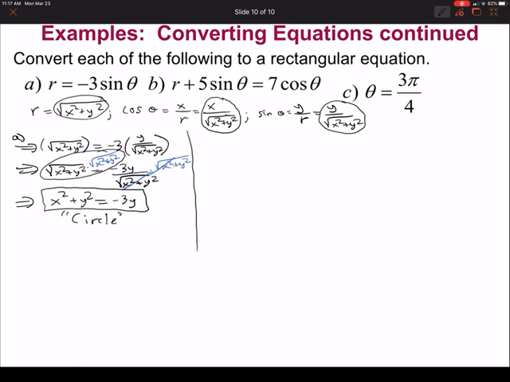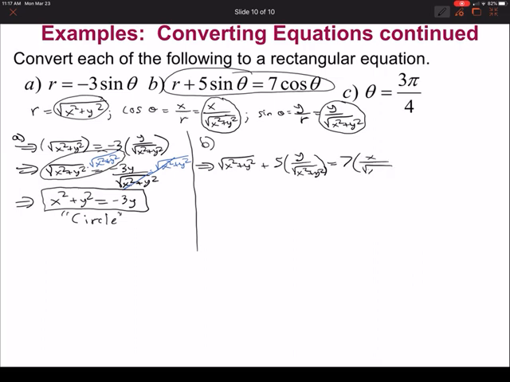Let's take example B. Let's see what happens with it. So we're given in B, r plus 5 sine theta equals 7 cosine theta. So that implies the square root of x squared plus y squared plus 5 times sine theta, which we know is y over the square root of x squared plus y squared, right, equal to 7 cosine theta, which is x over the square root of x squared plus y squared.